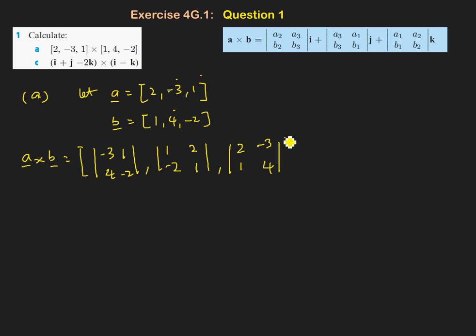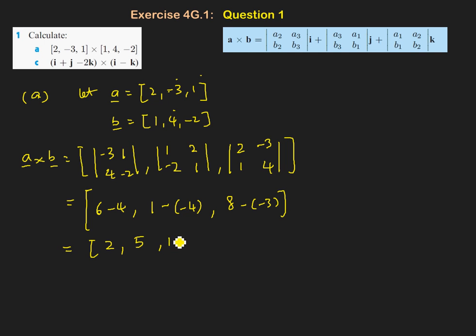So all I have to do is perform the calculation as if I'm calculating a determinant. So this would be 6 minus 4. This will be 1 minus -4. This will be 8 minus -3, and I should end up with 2 here, 5 here, and this is 11. So this would be my cross product.